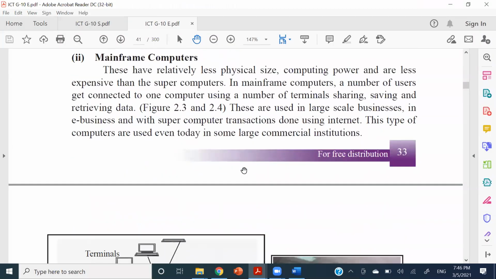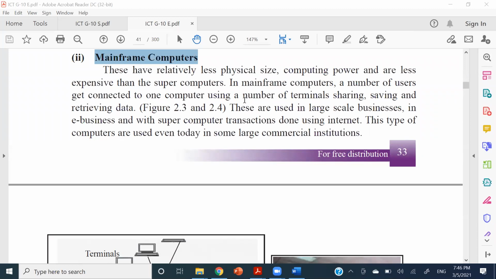So mainframe computers, put the subheading, the second one, mainframe computers, and I'll tell you what to write. Okay, can you give me a little feedback, are the things we are talking about clear? Right, great.